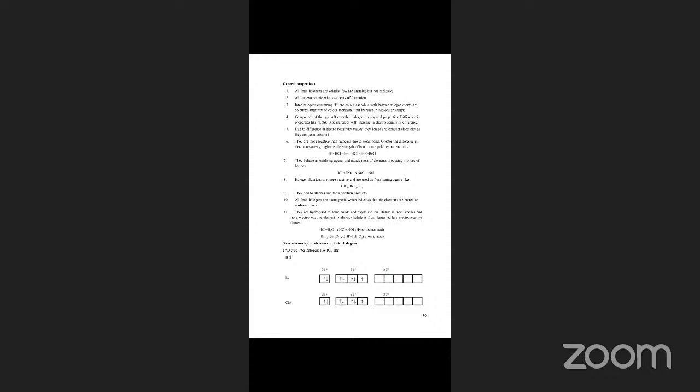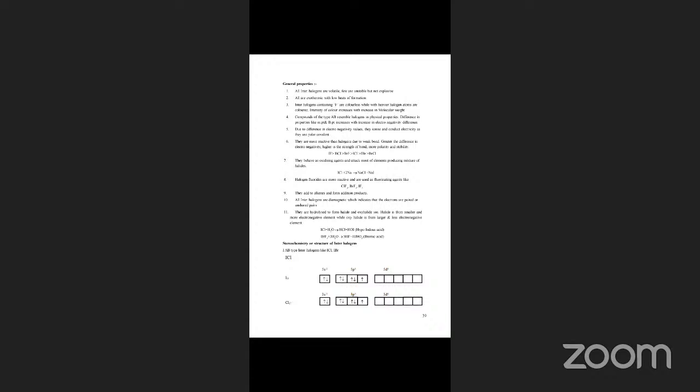Next, stereochemistry and structure of interhalogens. In AB, AB3, AB5, AB7 types, we have already learned what these types are.